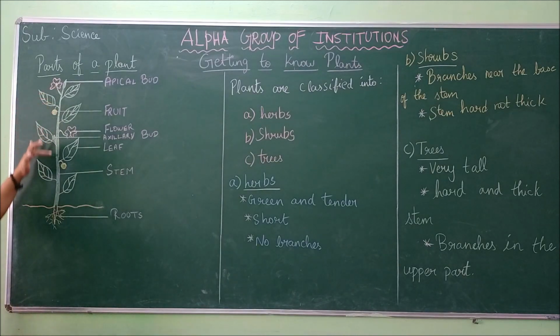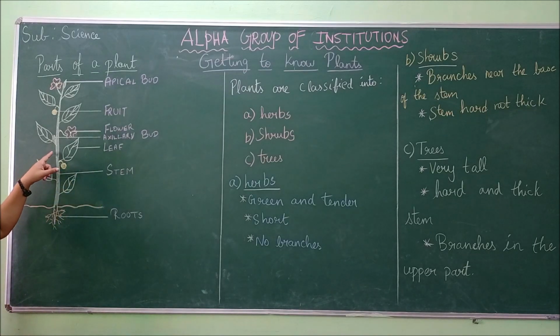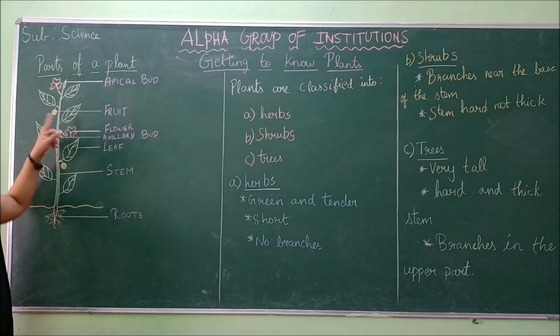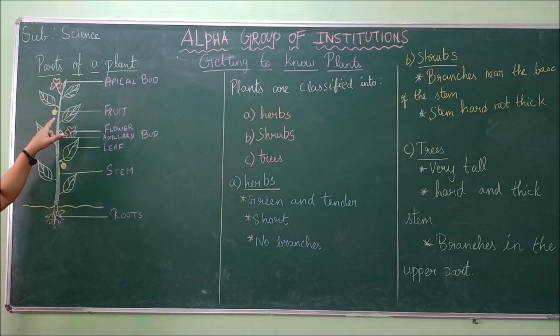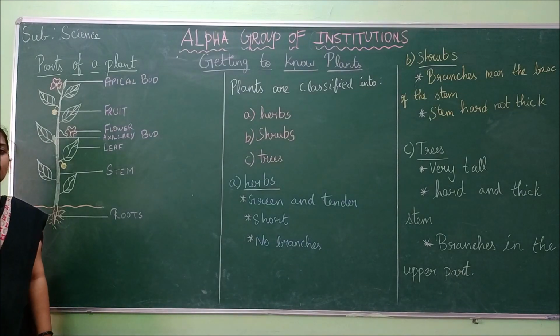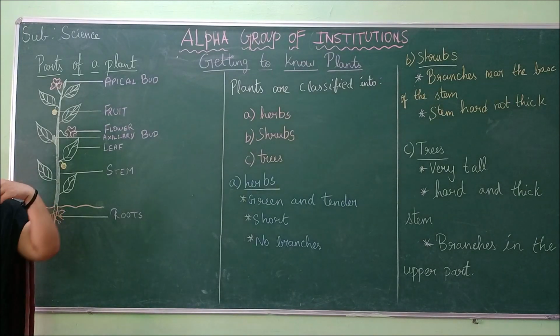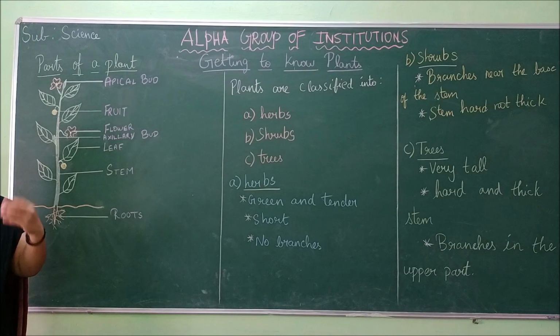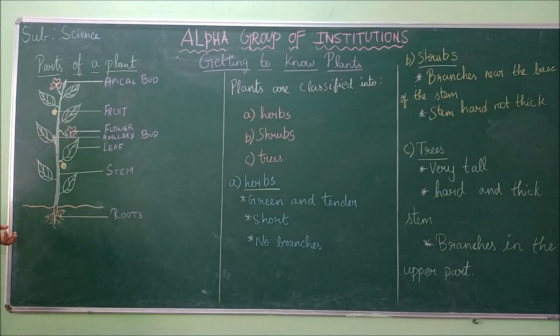I have drawn a stem. A stem will be present. Then the leaves are present on both sides. Then the flower will be present and the fruit will be present in the plant. After that you can see small buds. That bud only later on will grow into a fruit, then into a flower. It is the starting stage of the fruit and the flower.